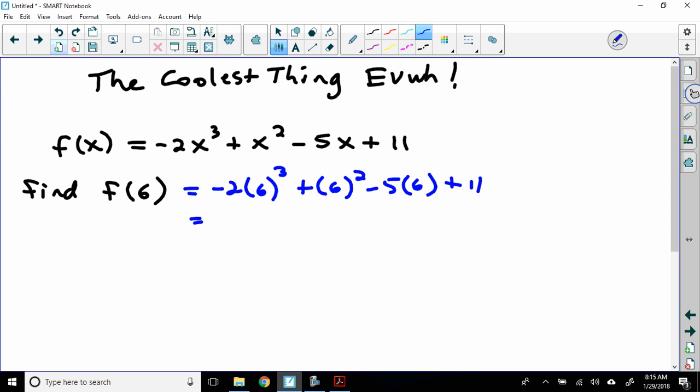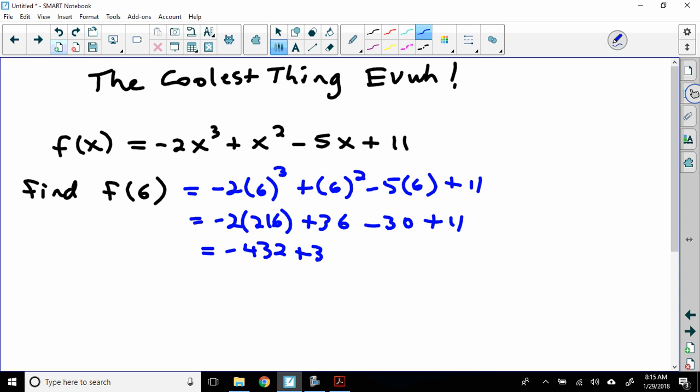And in this process, you have to take 6 and cube it. That's 6 times 6, which is 36 times 6, which is 216. So this is negative 2 times 216 plus 36 minus 30 plus 11. So 216 times 2, that's 432. That's negative 432 plus 36 minus 30 plus 11.